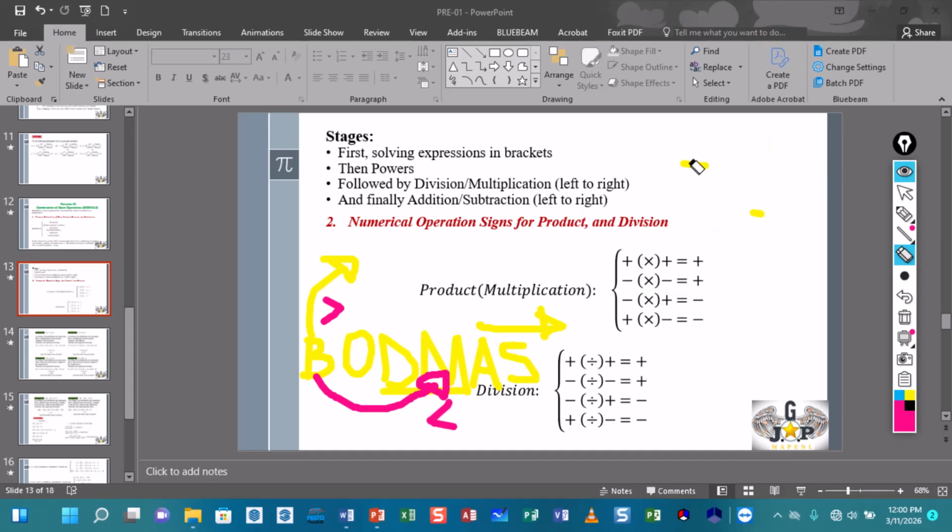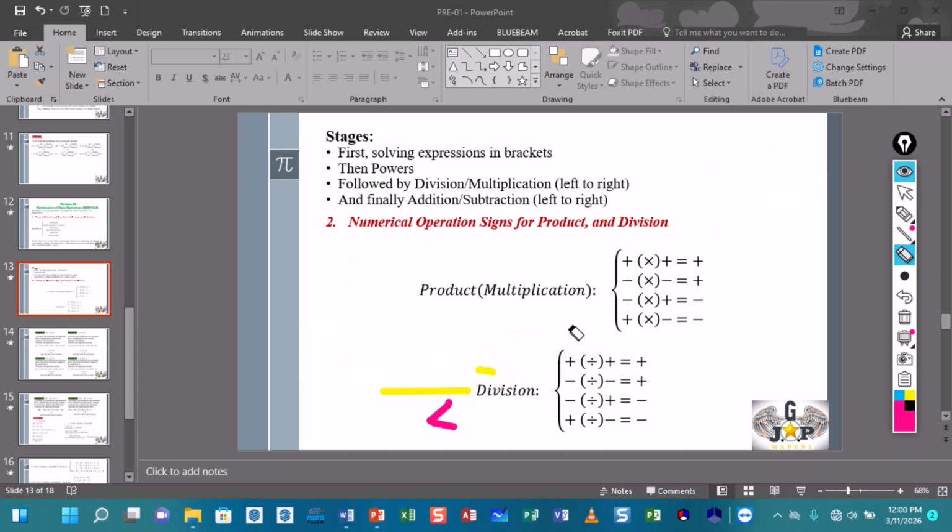So this is how you do it. This is how you obey the rule of BODMAS. Remember, bracket, order, division, multiplication, addition, subtraction. That's how you solve it. That's how you follow the rule of BODMAS.